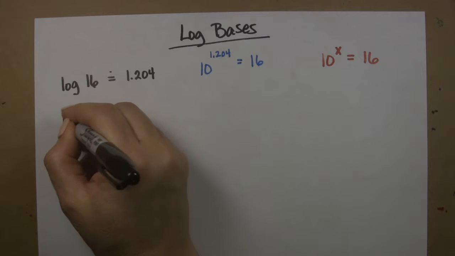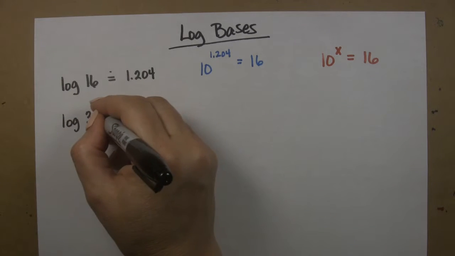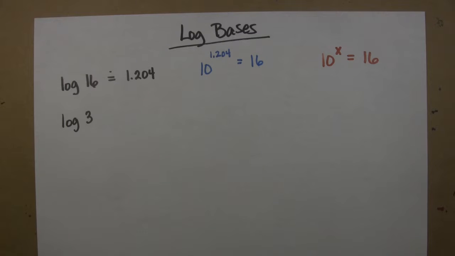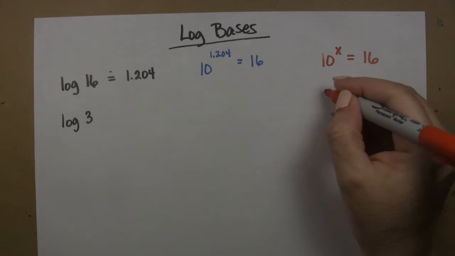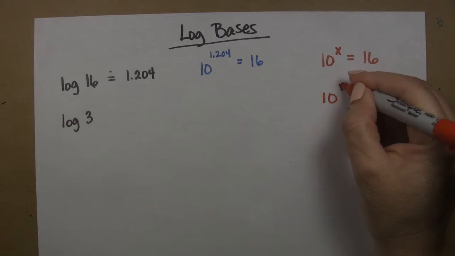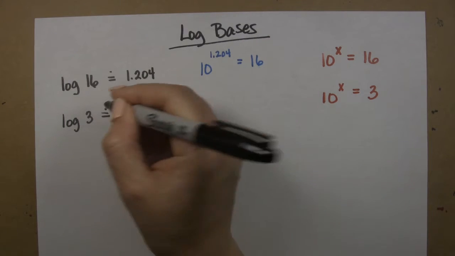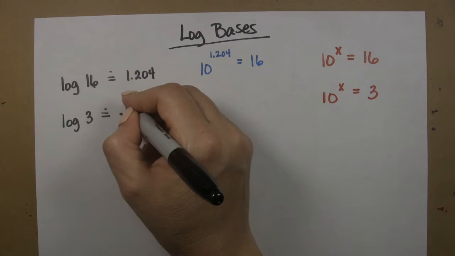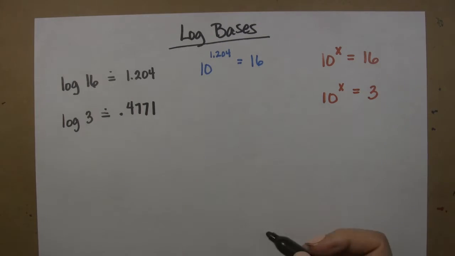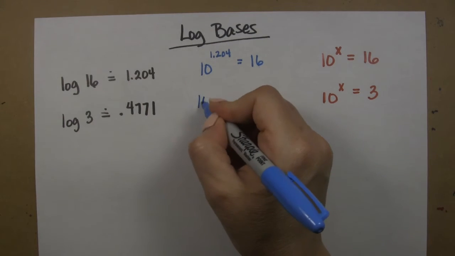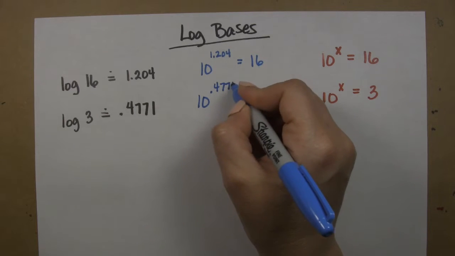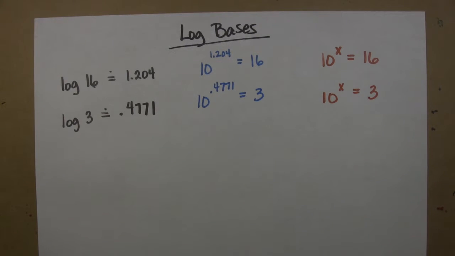What if I said log 3? What does that mean? Well, it means 10 raised to what number equals 3? So you pull out your handy dandy calculator and you figure it out, and you get log 3 of about 0.4771. So that means that 10 raised to 0.4771 is about equal to 3. Go ahead, test it if you don't believe me. It works.